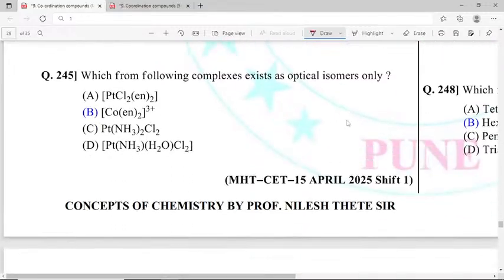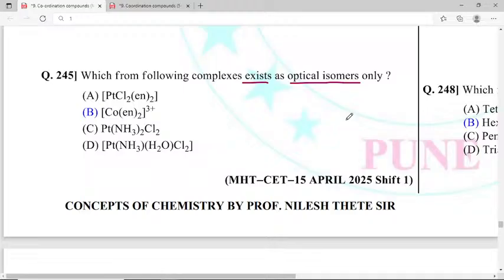Which of the following complexes exists as optical isomers only? Only optical isomers. So Co(en)3. Optical isomers stand for enantiomers.